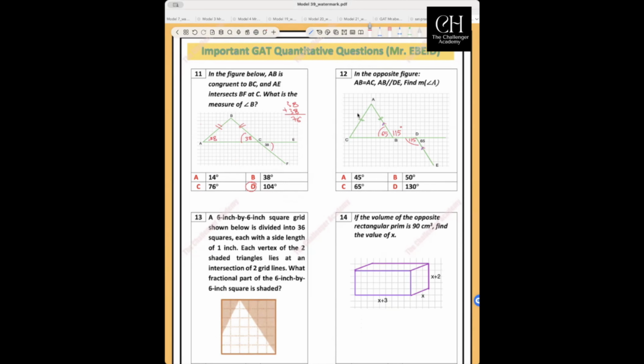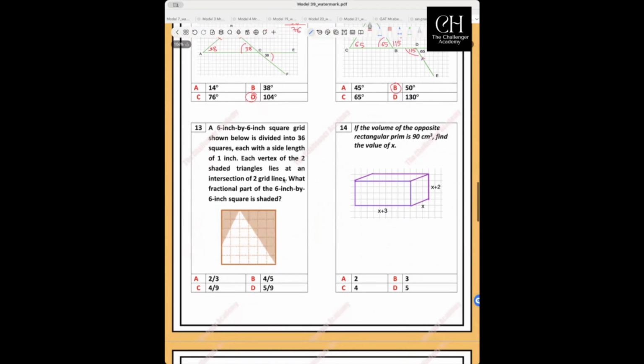And now we have, like the previous question, an isosceles triangle. We have the two base angles, and they are equal in measure. So this is also 65. To find the measure of the third angle, 180 minus the sum of 65 and 65, which is 180 minus 130, which equals 50 degrees. Let's move to question 13.